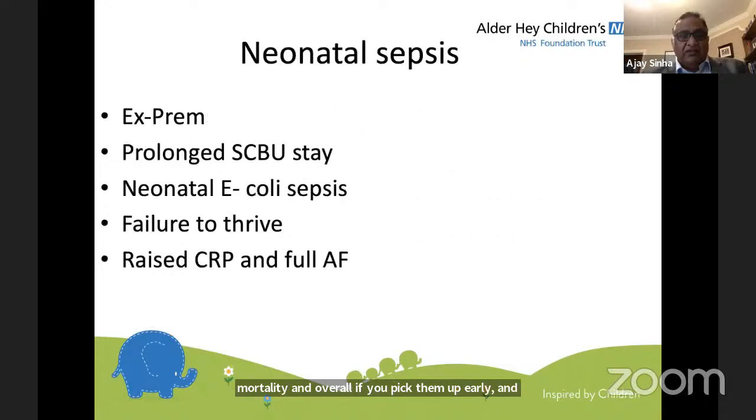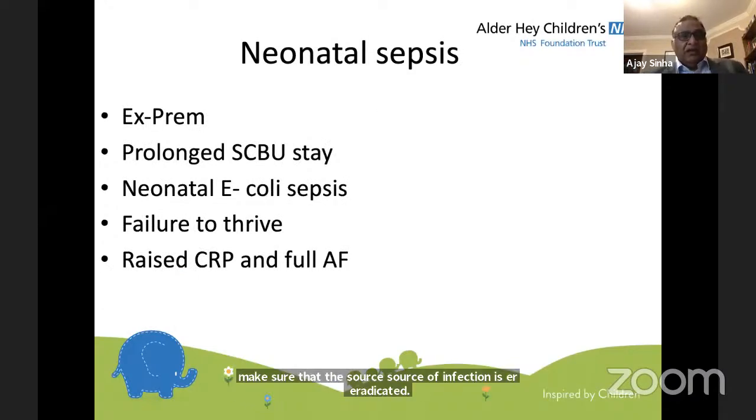And ENT surgeons make sure that the source of infection is eradicated at the same time or in the same hospital stay or very soon after. Few cases from my practice.